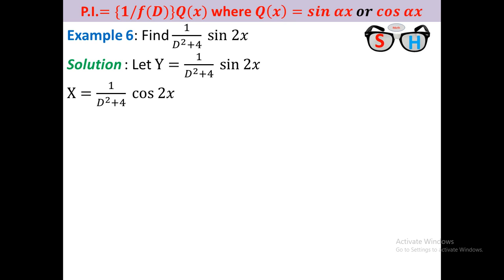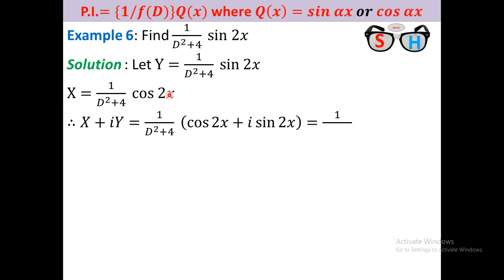Now X plus iY means 1 by D square plus 4 of cos 2x plus i sin 2x. Again, cos 2x plus i sin 2x means e to the power i2x. Therefore, X plus iY means 1 by D square plus 4 of e to the power i2x. Here e to the power i2x, we consider as the exponential function times another function V(x). Here V(x) is 1. Therefore, we take e to the 2ix in front of the operator and replace D by D plus alpha, that is, we replace D by D plus 2i, and after the operation we take V(x) as 1.